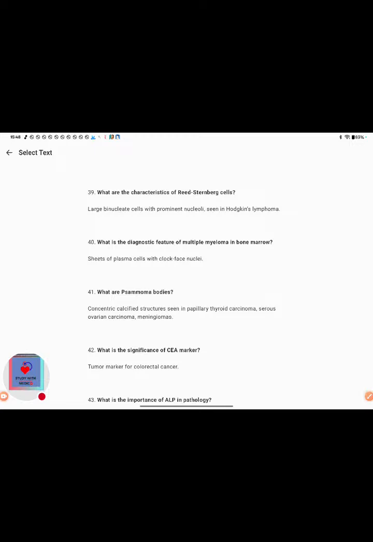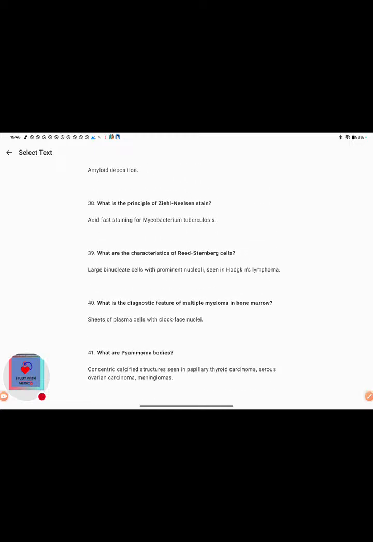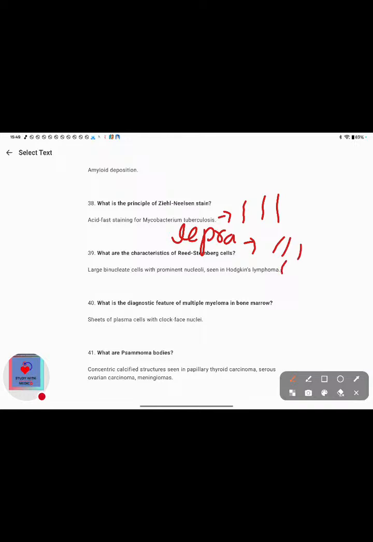What is the difference between lepra and Mycobacterium tuberculosis? If you are preparing for microbiology, you should know. Mycobacterium tuberculosis are slightly curved bacteria, straight or side curved. Whereas lepra, which is also acid fast, has a cigar bundle appearance.